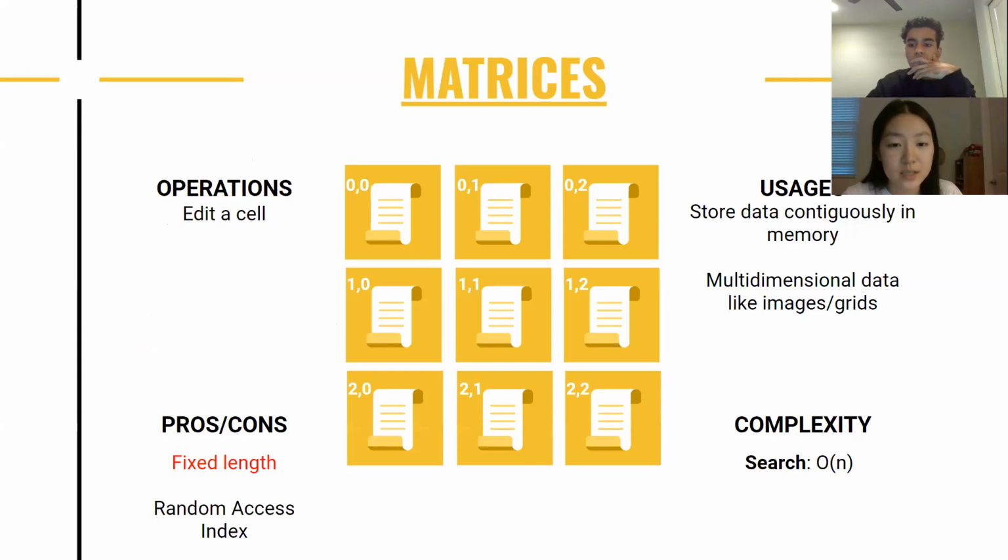So this next data structure we have is a matrix. It's very similar to a 2D array and very useful for storing multidimensional data. The time complexity to search through this is big O of n, and in this case, n is the size of the matrix. If n was one dimension of the matrix, and if it was a square matrix, the search space would be n squared.